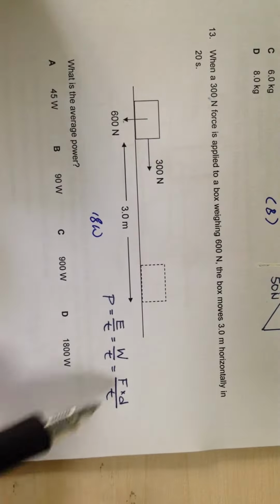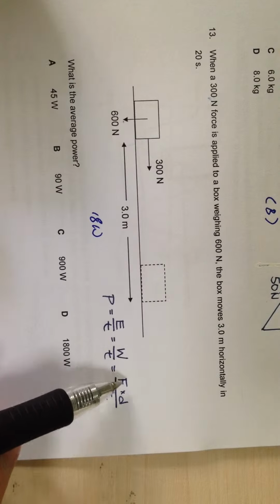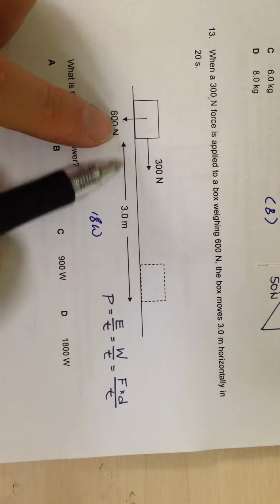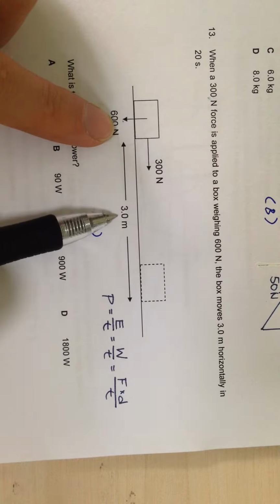Now the tricky thing is that this distance and this force vector must be along the same direction, meaning that if the force is going to the right, the distance must be on the horizontal. It can be to the left, to the right, but it must be on the same line of action of the force. So in this case, you only know this left to right 3 meters.